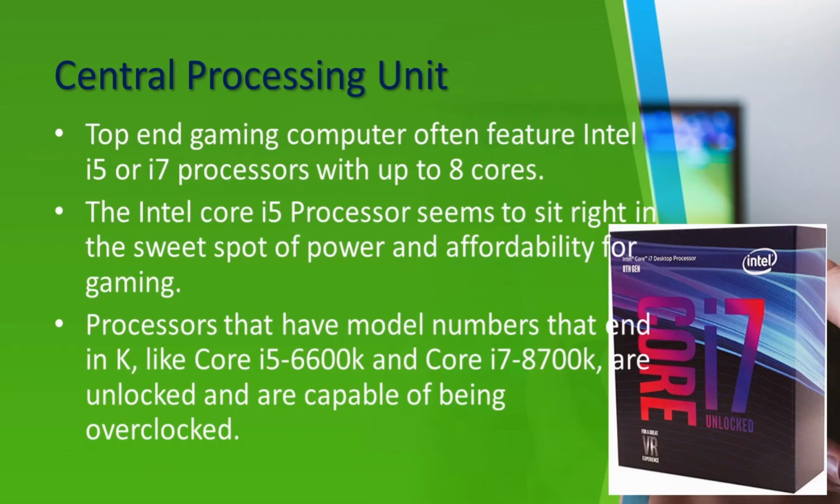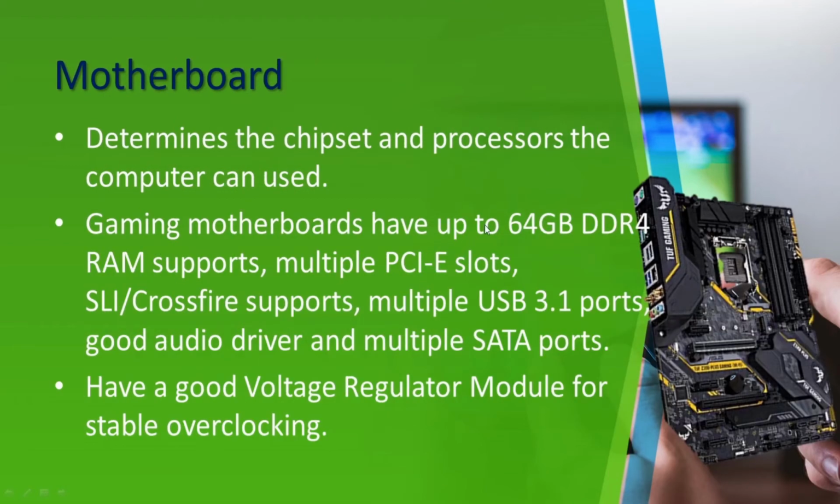So I suggest if you want to build your gaming computer, you select either Core i7 or i5 from Intel. Or if you're going AMD, choose at least Ryzen 5 or Ryzen 7 for your processor. And for the motherboard, it determines the chipset and the processor the computer can use. Gaming motherboards will have support for up to 64 GB of DDR4 RAM, multiple PCIe slots, and SLI or Crossfire support. Crossfire is the AMD version of SLI.